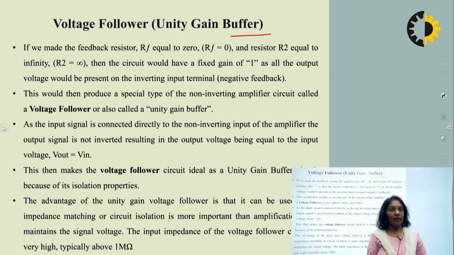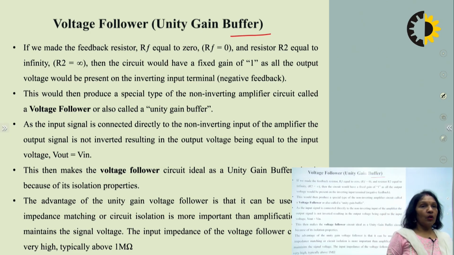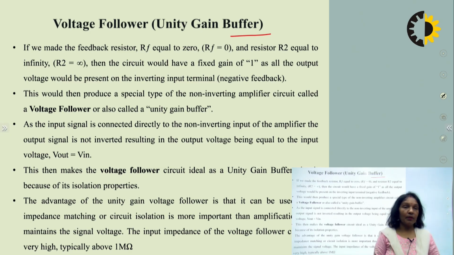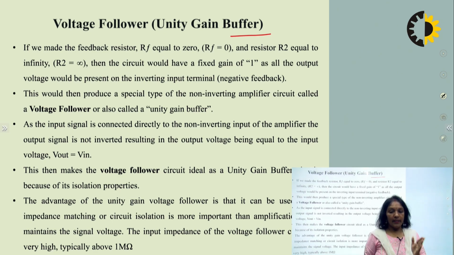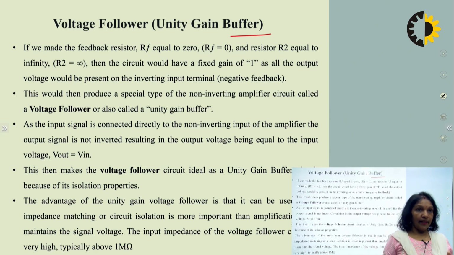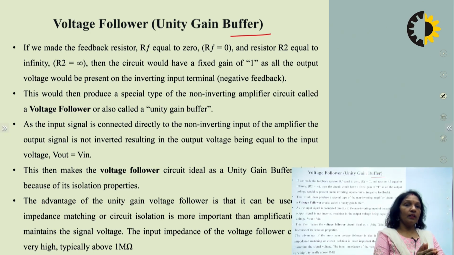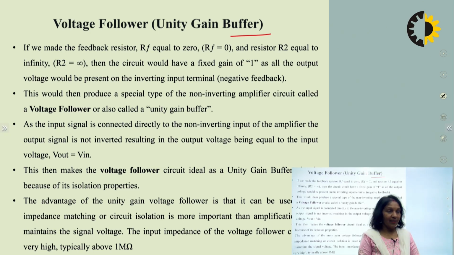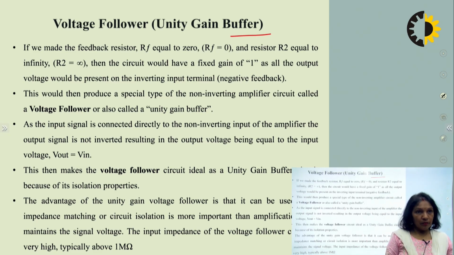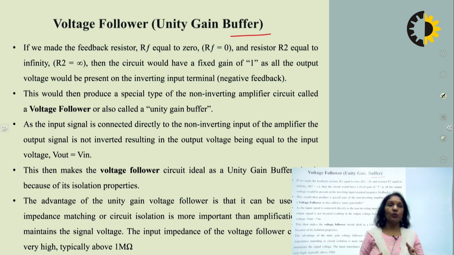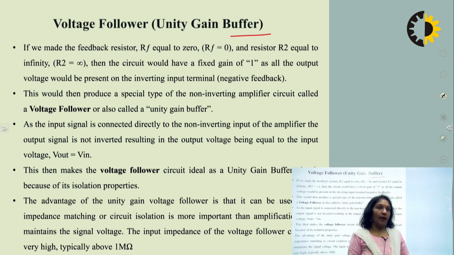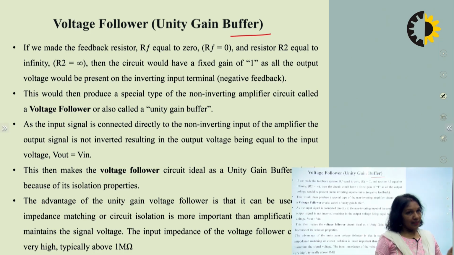So if you remember, the emitter follower, that is the common collector amplifier, had the characteristics of high input impedance and low output impedance, and the gain of that emitter follower is unity, because it is a current amplifier. The purpose of the emitter follower was to be used in a multi-stage amplifier as an impedance matching device to reduce the loading effect.